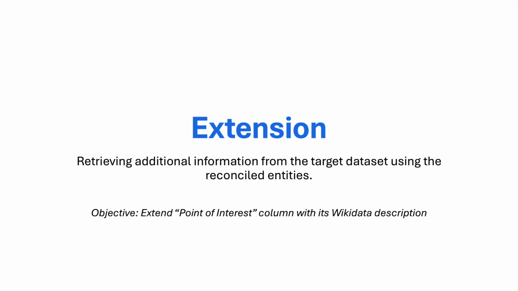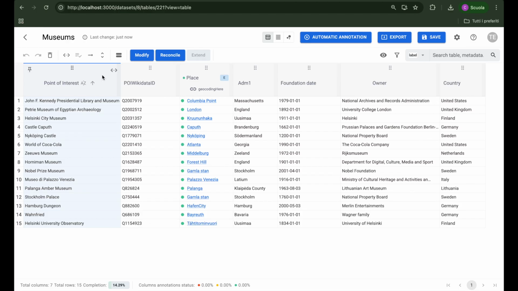Extension, retrieving additional information from the target dataset using the reconciled entities. Objective, extend Point of Interest column with its Wikidata description. First, we need to reconcile the Point of Interest column with its Wikidata ID. As we can see from the table, we already have a column containing their IDs, so we can use it to reconcile the Point of Interest column.